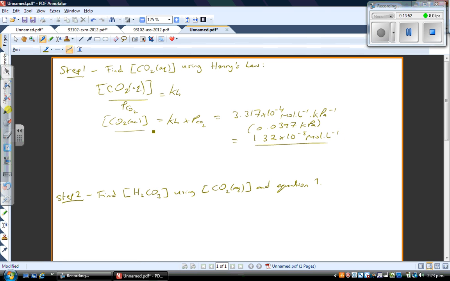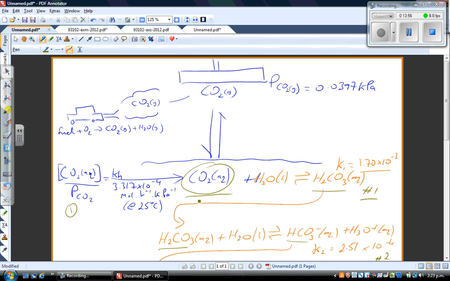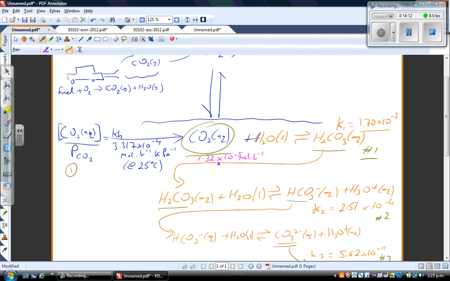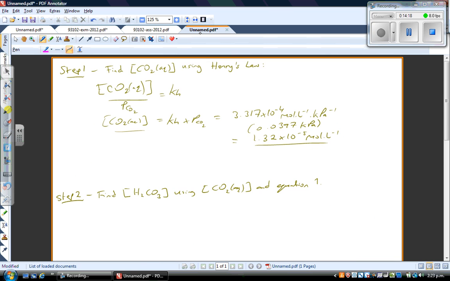So then I'm just going to return back to the original scheme. So our concentration of CO2, let's put it in a nice color which stands out, is now equal to 1.32 by 10 to the minus 5 moles per liter. So that was the first step. The second step now is we use that concentration for CO2 and equation number 1 to work out a concentration for our carbonic acid. So here we go, step 2.